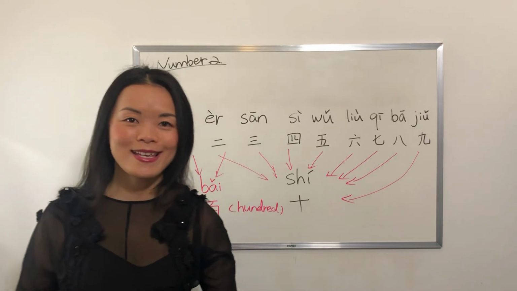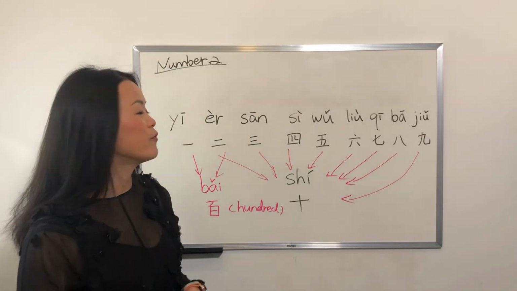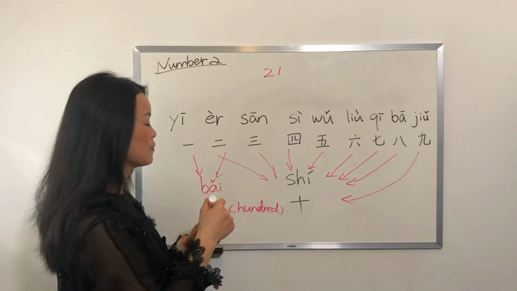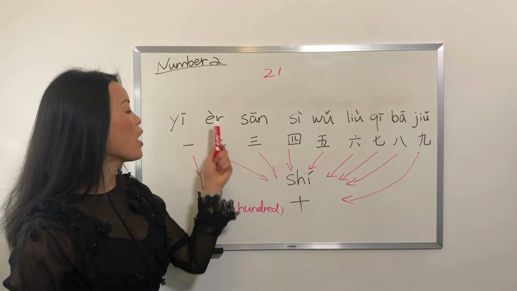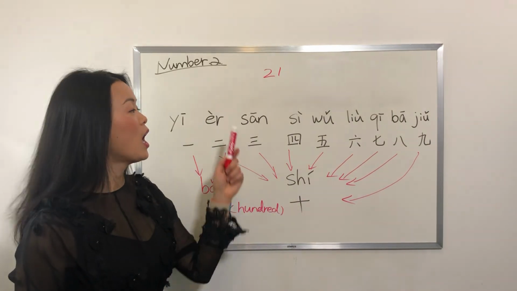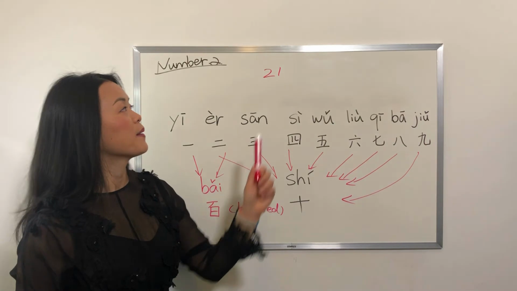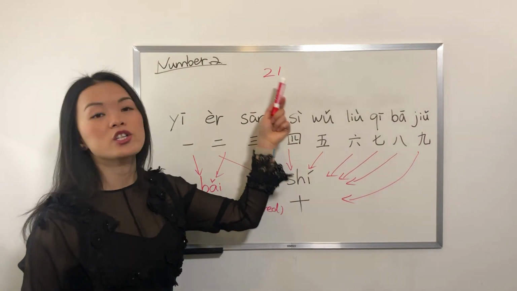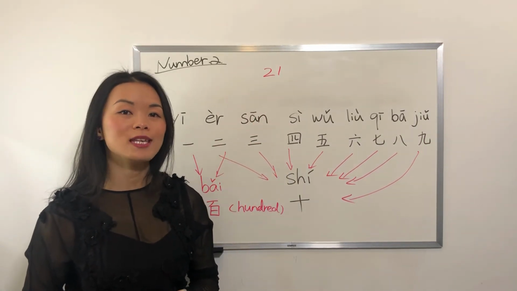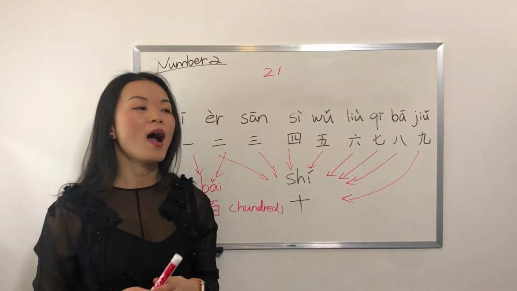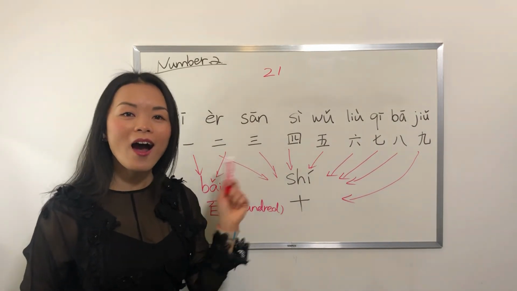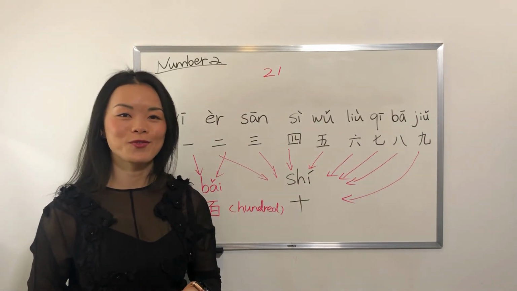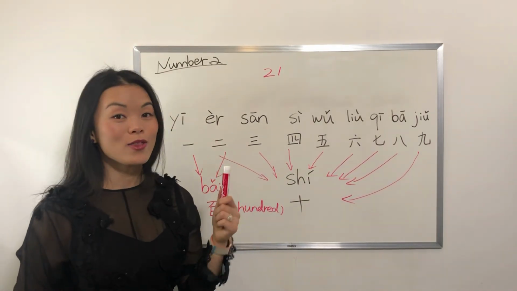So how do we say 21, 22, 23, 24, 25, and 32, 33? It's very easy. Let me just show you. If you want to say 21, it's 21, because this is a 20, right? 20 plus 1. So it's 21. And what is 22? 22. Right.